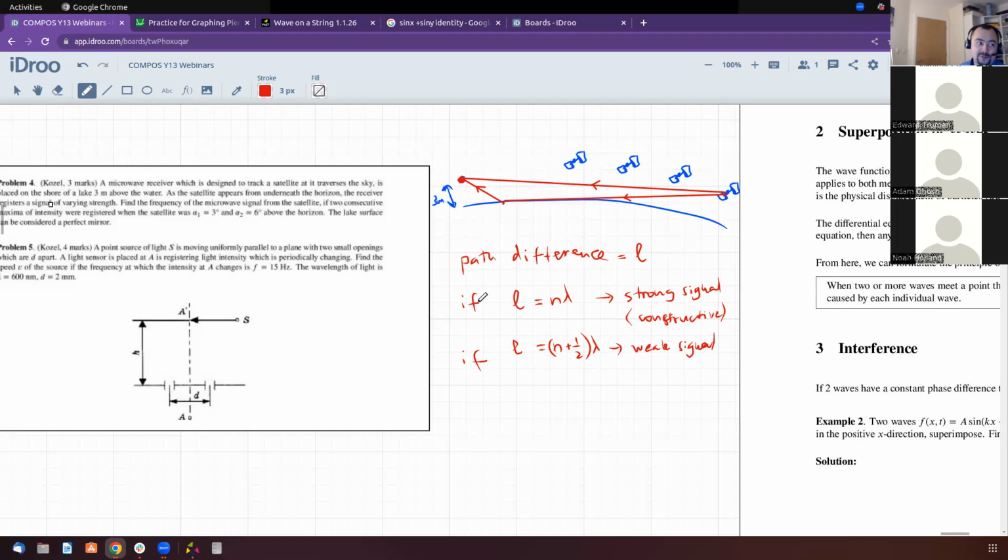Do you have any questions about problem 4? Like how to do it? Maybe you're super confused, or conceptually, do you understand why there is a series of strong and weak signals? So the question is, do you understand why the signal changes?